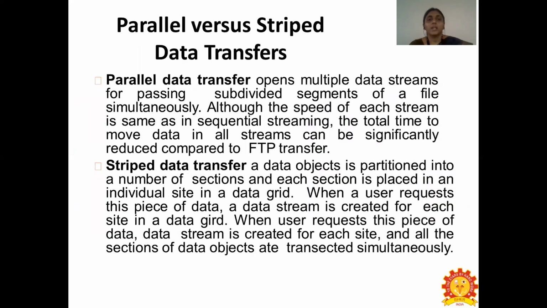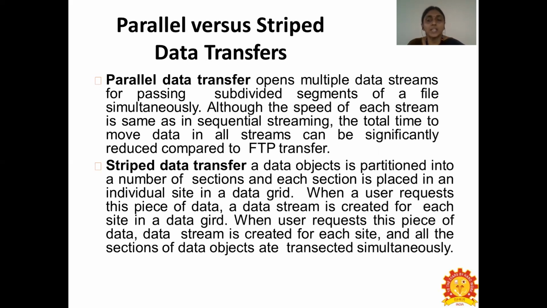And now we will see the parallel versus striped data transfer. So first we will see all about parallel data transfer. This parallel data transfer opens multiple data streams for passing the subdivided segments of the file simultaneously. So in parallel, we open multiple data streams for message passing, where we get subdivided segments of different files or different storage elements.